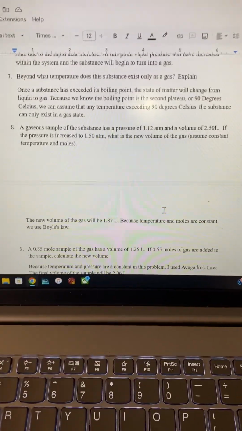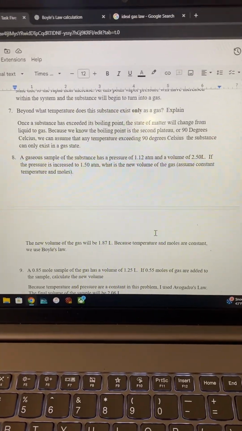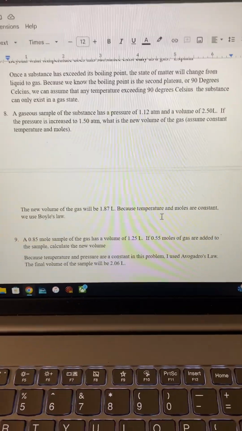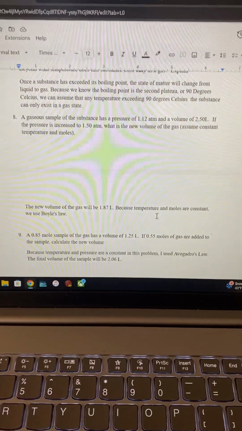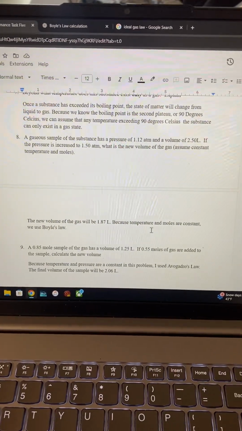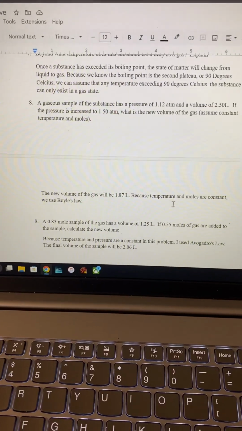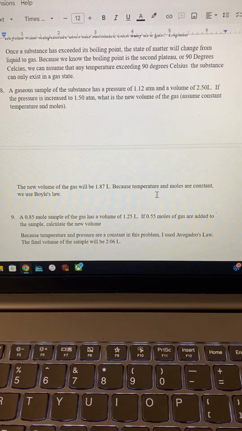Hello, so this is going to be performance task 5, questions 8 through 10. First, we're going to start with question 8. A gaseous sample of the substance has a pressure of 1.12 atmospheres and a volume of 2.5 liters. If the pressure is increased to 1.5 atmospheres, what is the new volume?